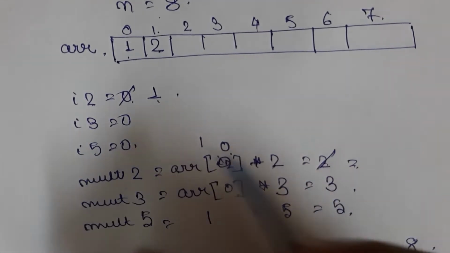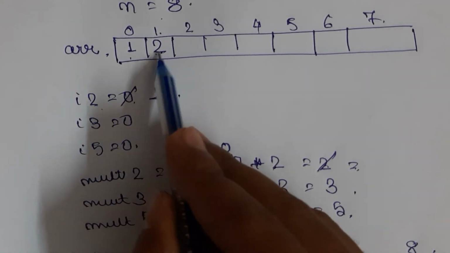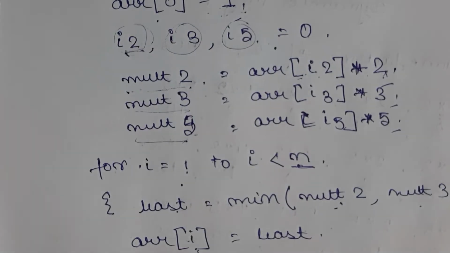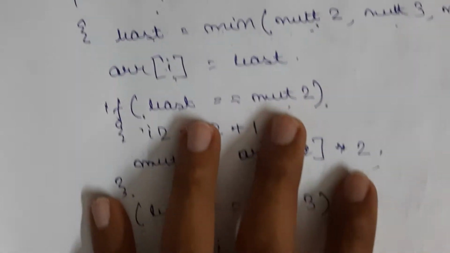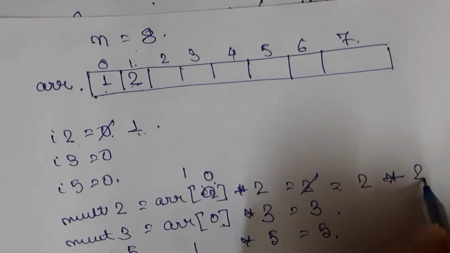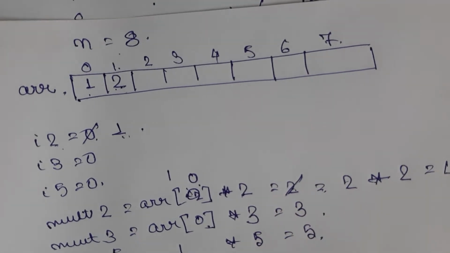ARR of I2. What is the I2 value? 1. ARR of I2 means ARR of 1. ARR of 1 means 2, correct? And in mult2 what is it doing? In mult2 it multiplies with 2, right? So I will multiply 2 with 2 and the result comes to 4, correct?